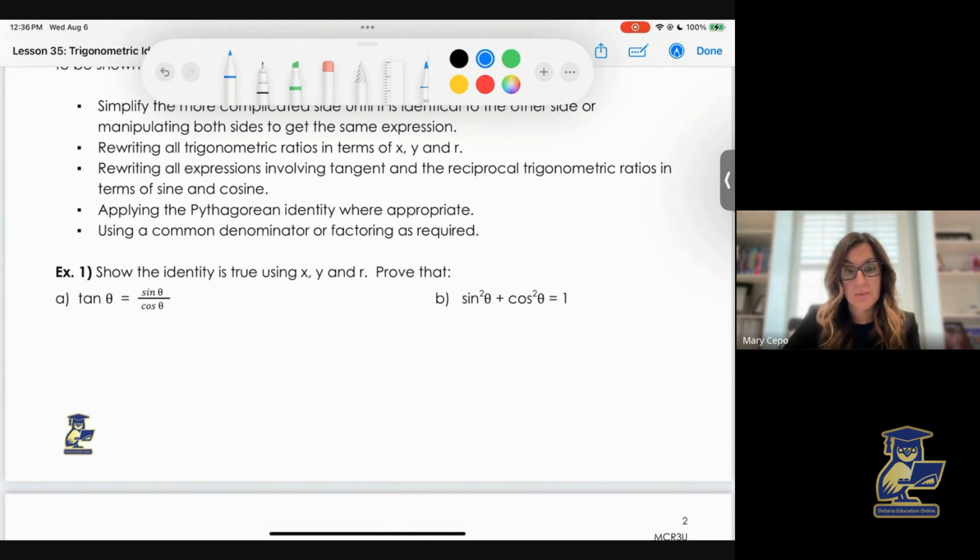So the rule of thumb is you start with the more complicated side, and then you put all ratios in terms of sine and cosine. If you've done that, then we move further and see, is there a common denominator? Or maybe we can factor, in order to show that the left side of the equation is equal to the right side, that they are equivalent.